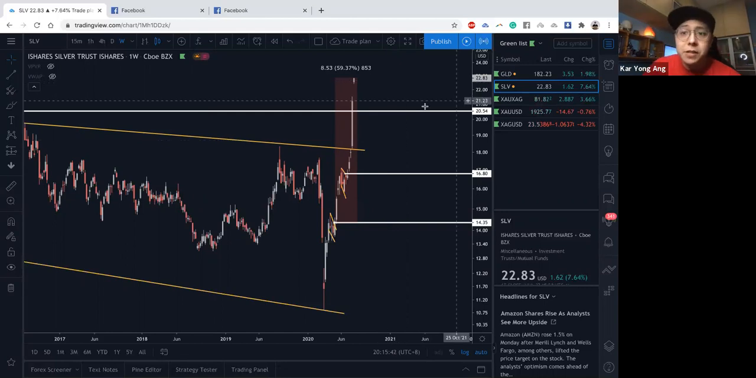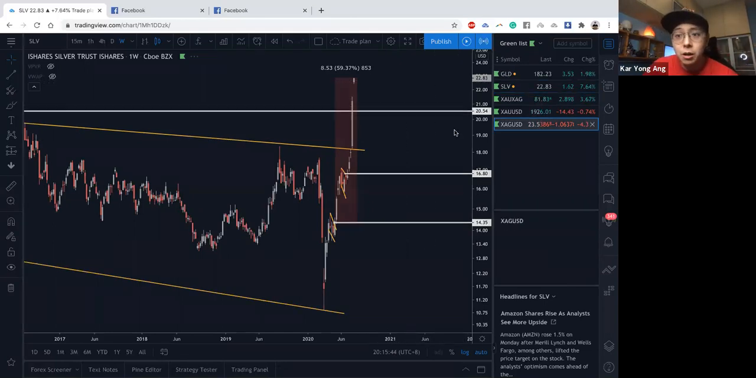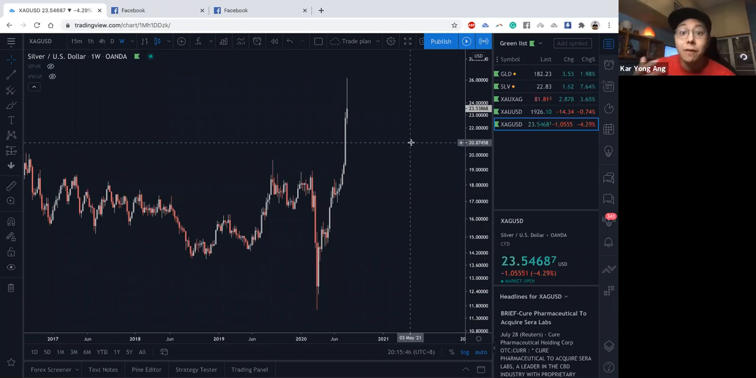The first thing I want to share is to go through the silver chart first. In terms of the trade, it is actually on SLV, which is a silver ETF. I didn't trade silver directly, but I traded the SLV ETF, simply because I'm looking at this as a long-term trade, and likely into an investment as well.